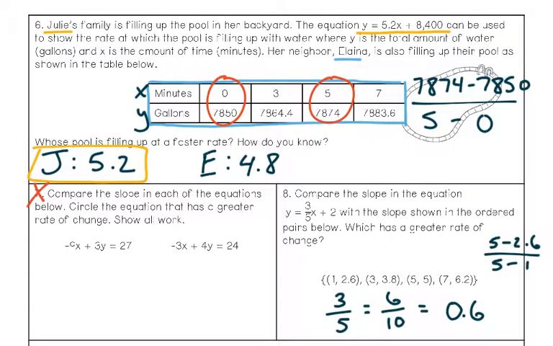In the equation, I can see the slope is 3/5. And then after picking 2 points and using my slope formula, I got 6/10 or 0.6 or 3/5. You should notice that those slopes are actually the same.